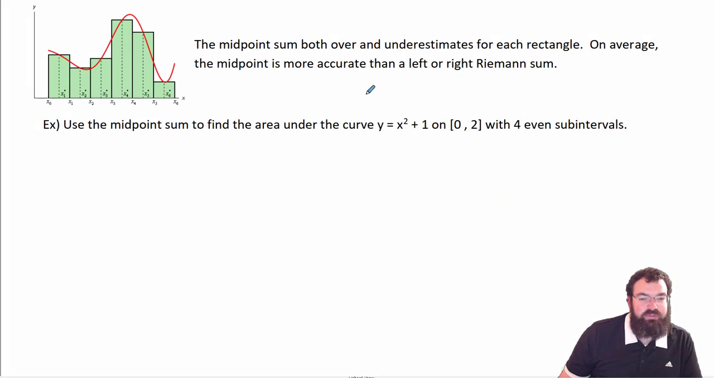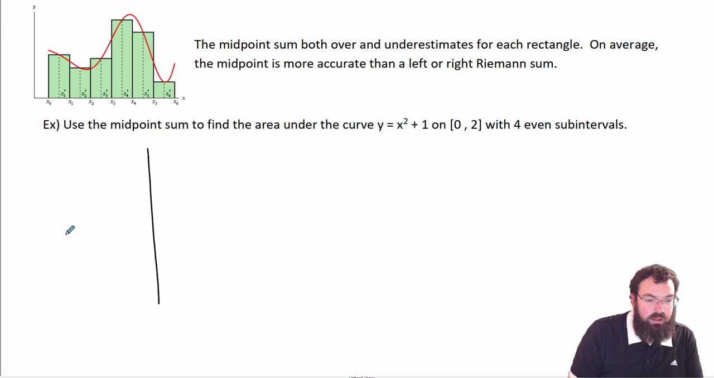So I want to use the midpoint sum to find the area underneath the curve of x squared plus 1 on 0 to 2 with 4 even intervals. So what does this graph look like? This graph is going to start at positive 1. If I plugged in 2, I get 5, right? So we'll say this is 1, this is 2, and then 1, 2, 3, 4, 5, and then it's going to go up there like that.